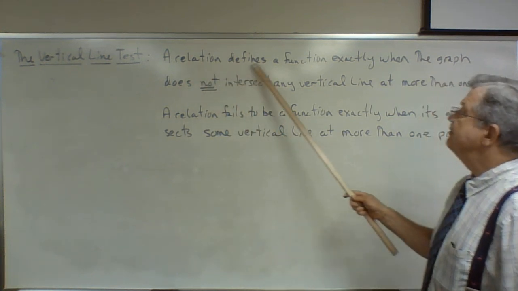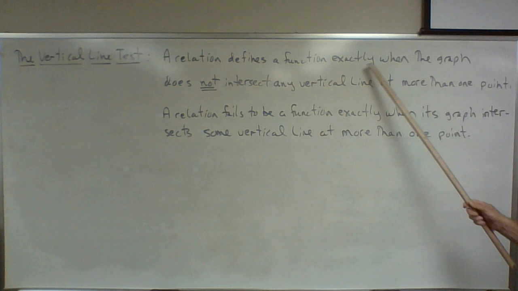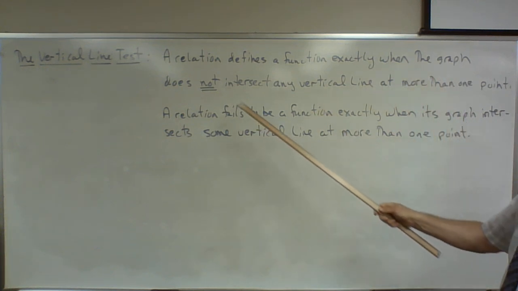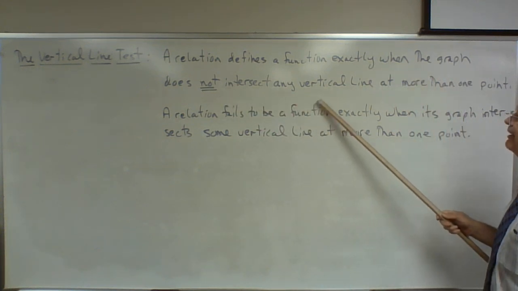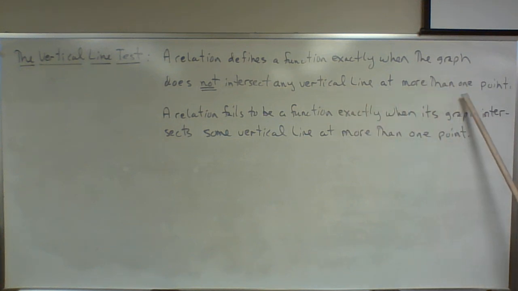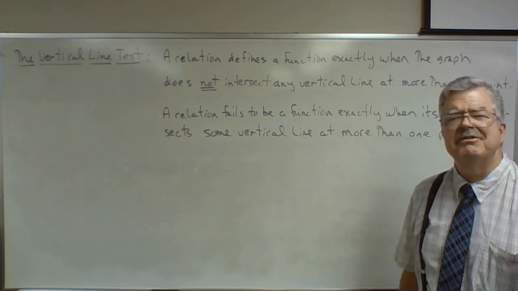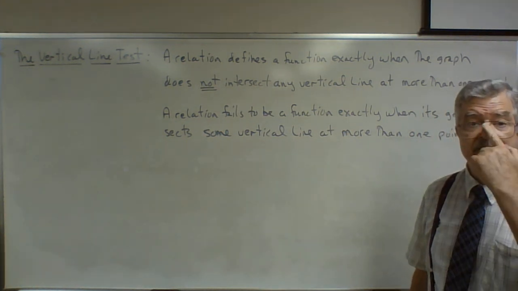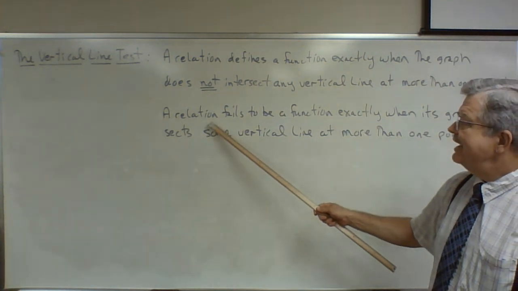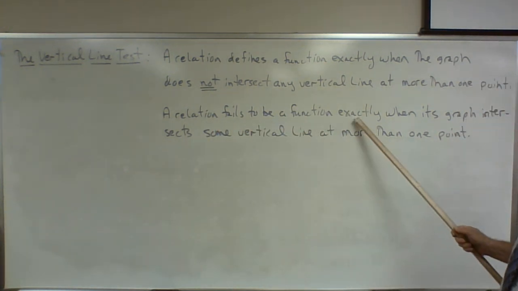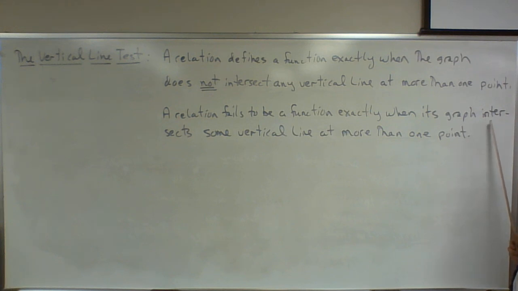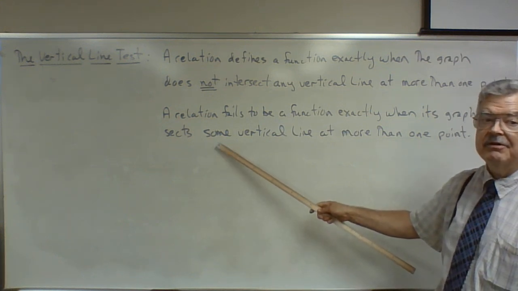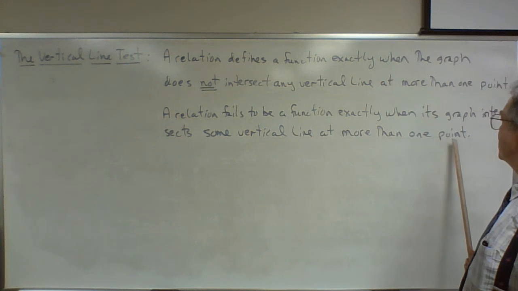A relation defines a function exactly when the graph of the relation does not intersect any vertical line at more than 1 point. So if the graph of a relation doesn't intersect any vertical line at more than 1 point, it's a function. The relation fails to be a function exactly when its graph intersects some vertical line at more than 1 point.